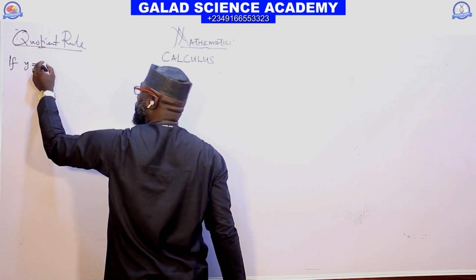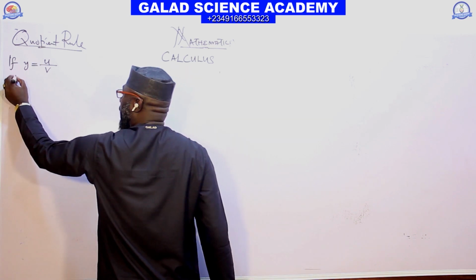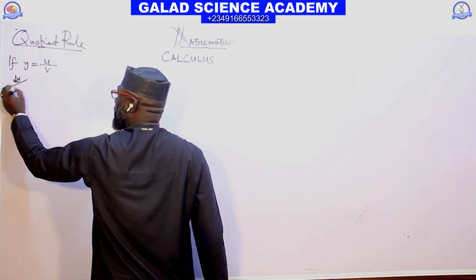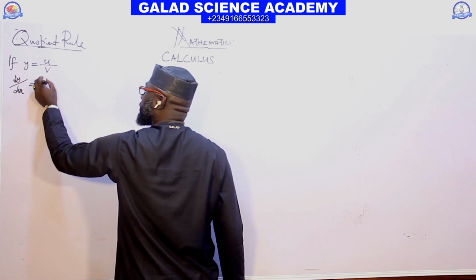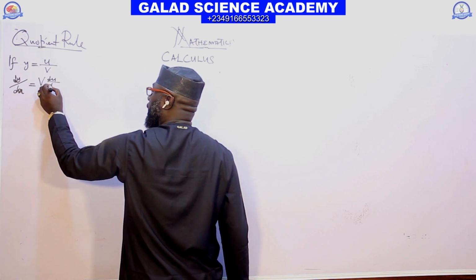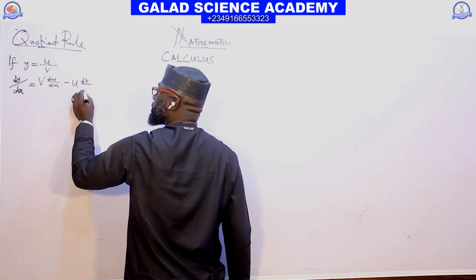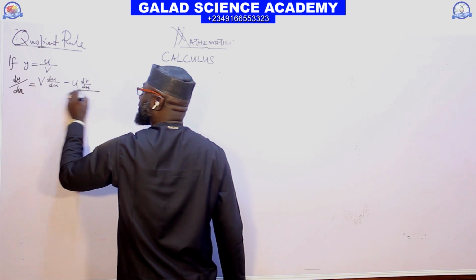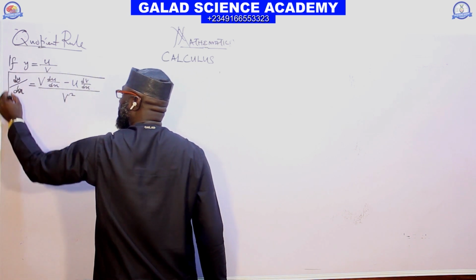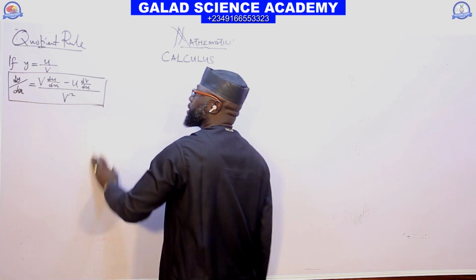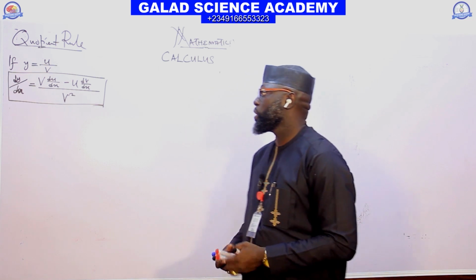y is equal to u over v, then dy/dx should be equal to v du/dx minus u dv/dx, everything over v squared. So this is the formula for the quotient rule.